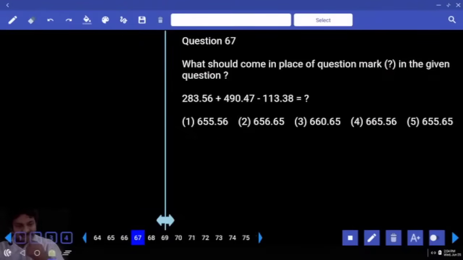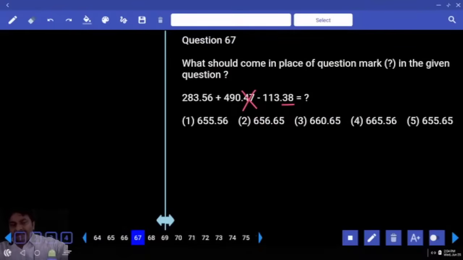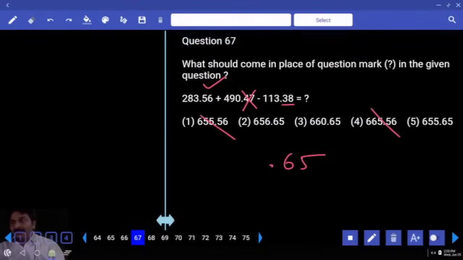Let's verify the number after the decimal. How much should you subtract? 38. 38 subtracted from 47. Come on. 9 plus 56, 65. Two options eliminated. Is there any carry so far now?